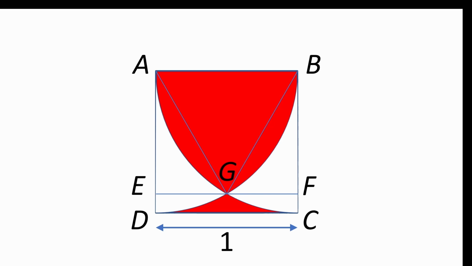Notice that lines AG and BG are both the radius of their respective arcs and therefore both have lengths equal to 1. And since AB is the side of the square, which is also equal to 1, that means triangle ABG is equilateral. We're now going to draw in a final auxiliary line.